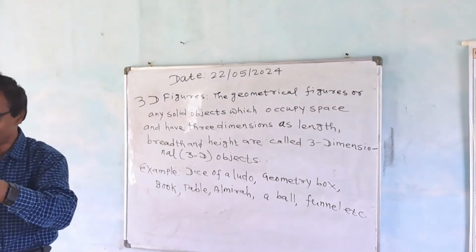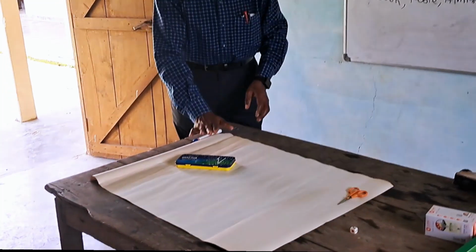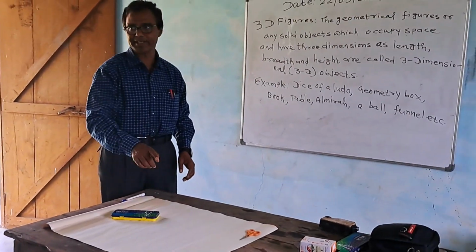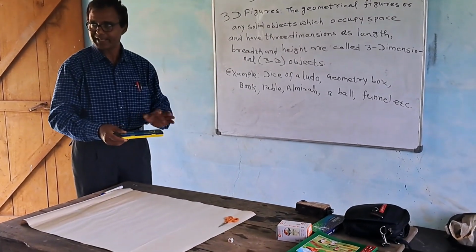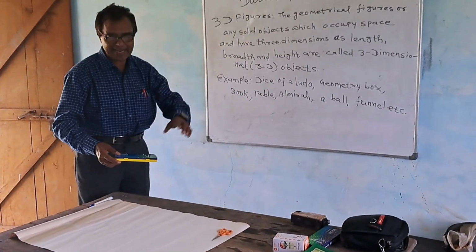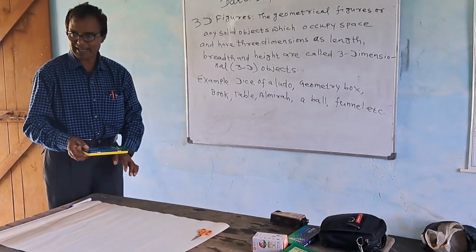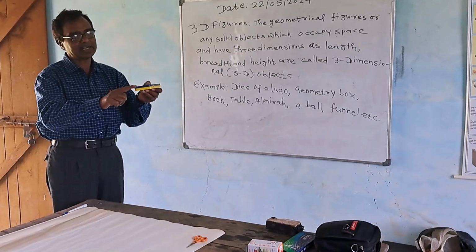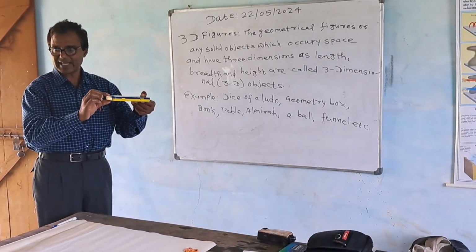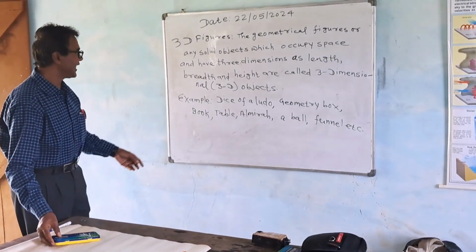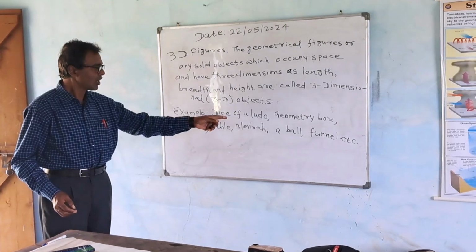This is a geometry box. We can keep things here. But a triangle we cannot keep here; we can only draw it. So these are solid objects, and they occupy a space. It holds a space and it has three dimensions: length, breadth, and height.